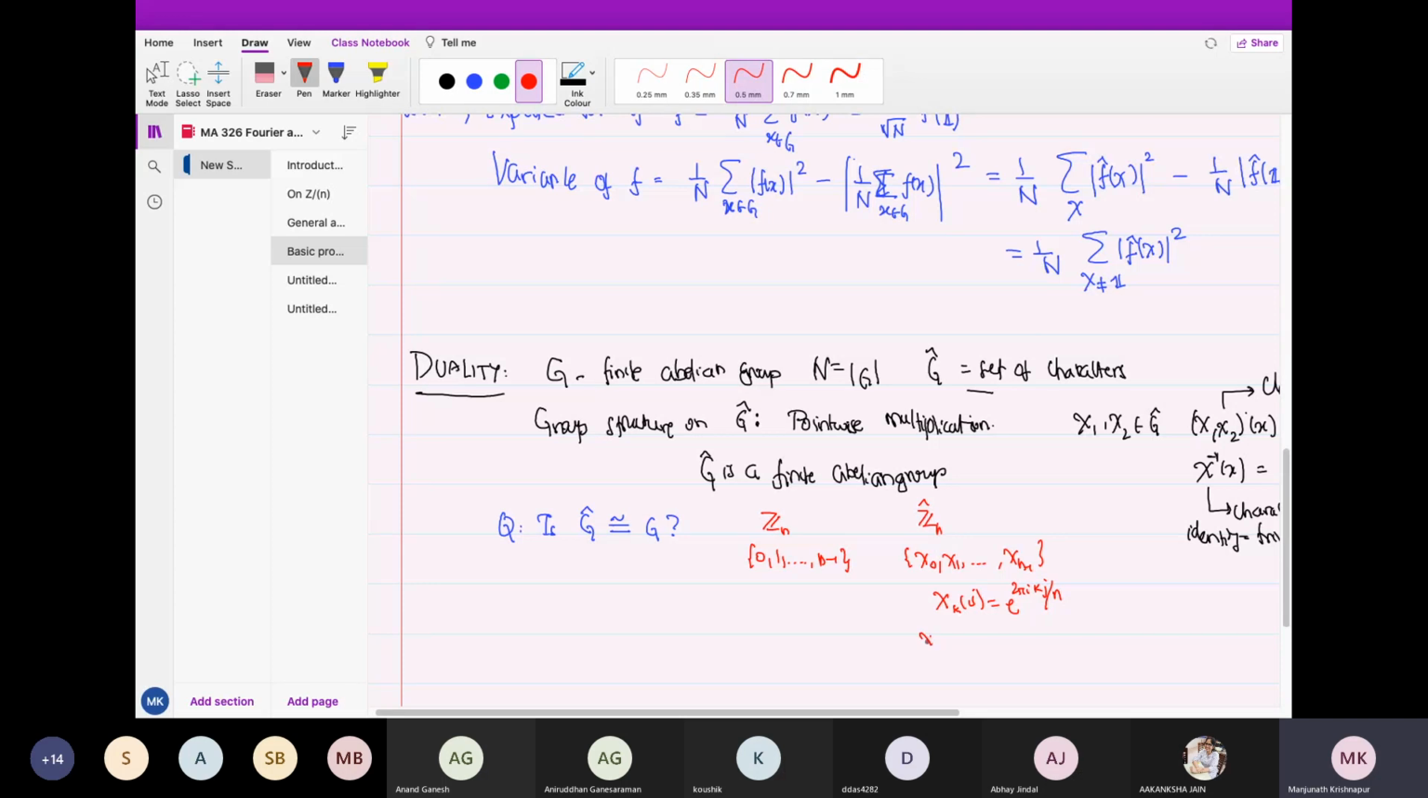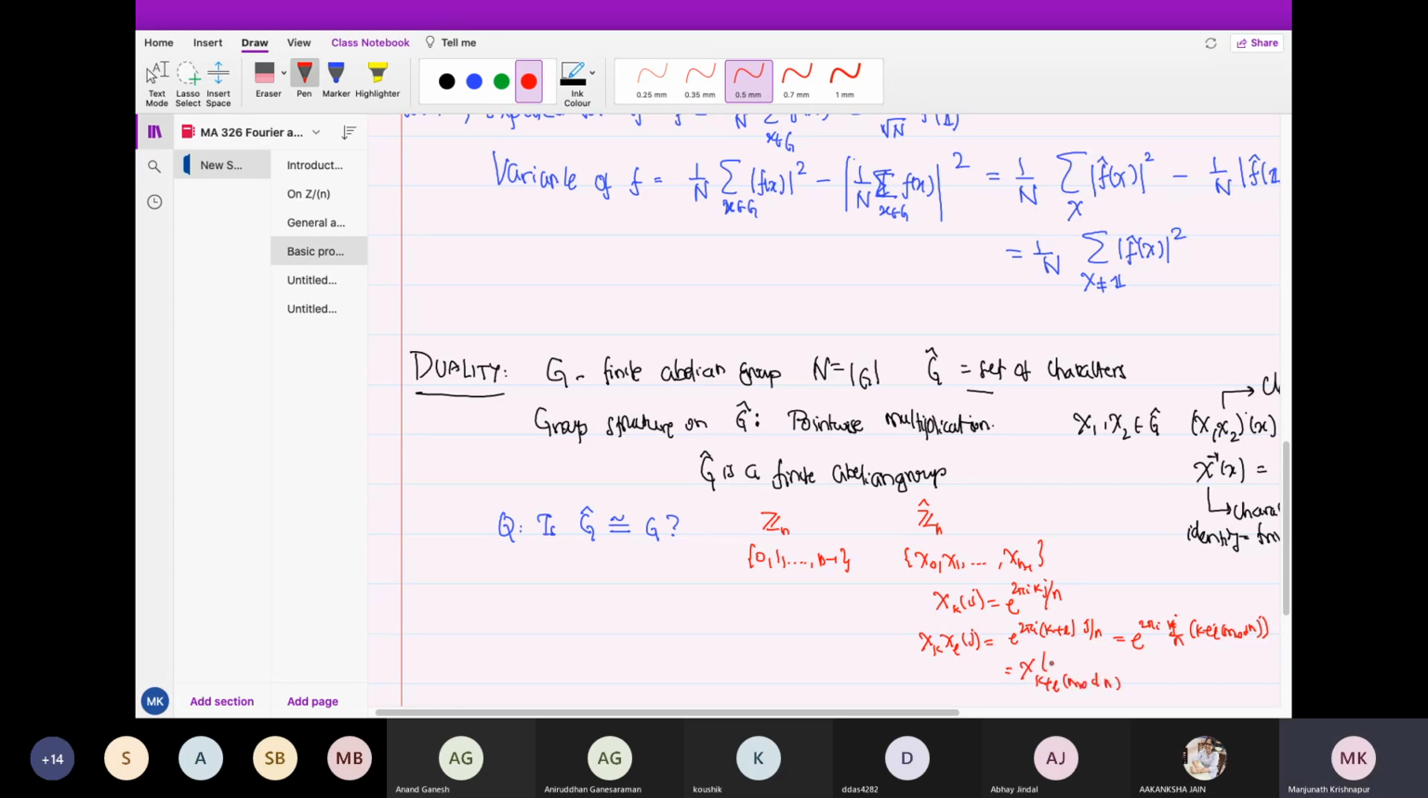So what is pointwise multiplication? Chi k chi l of j is going to be e to the 2 pi i (k plus l) j over n. But that is the same as, see, if k plus l is more than n, it is the same as e to the 2 pi i j over n times k plus l mod n. If it is n plus something, that n you can cancel and e to the 2 pi i j will be 1, right? So it is the same as chi k plus l mod n.